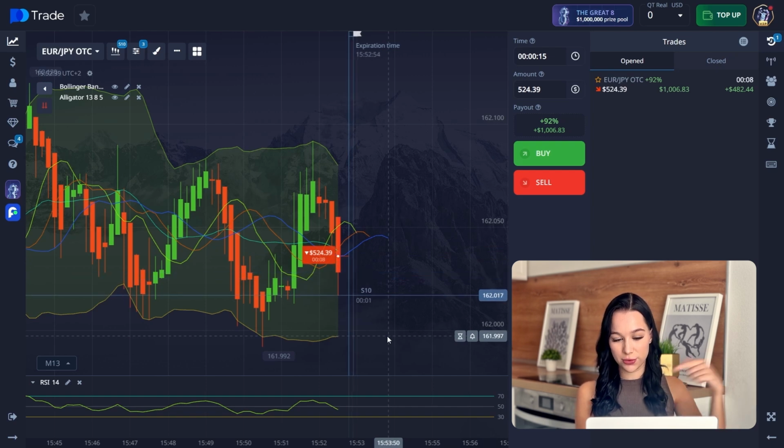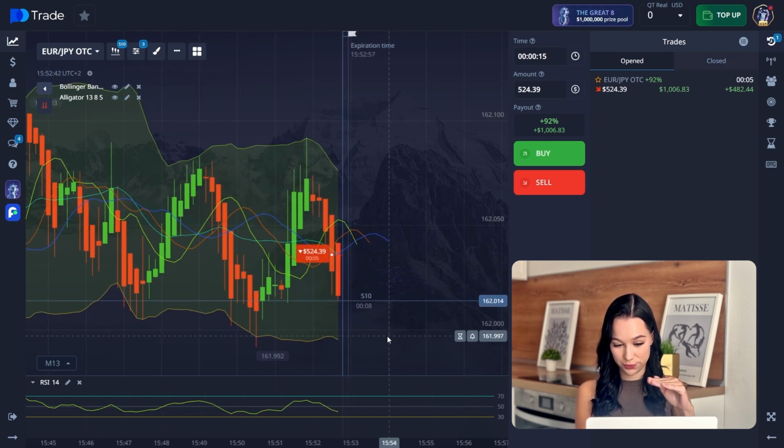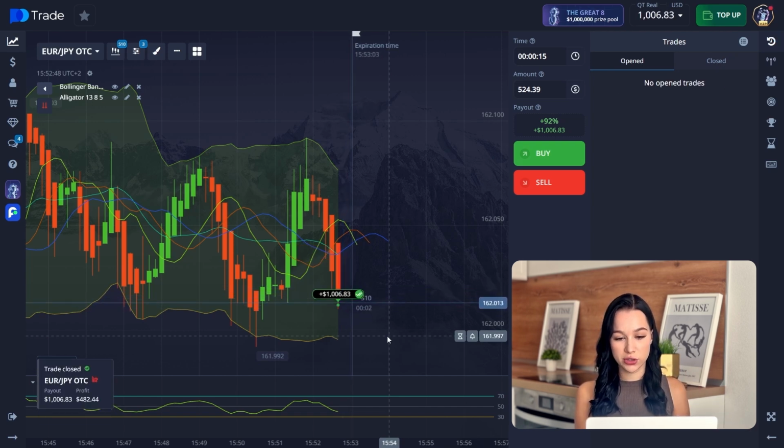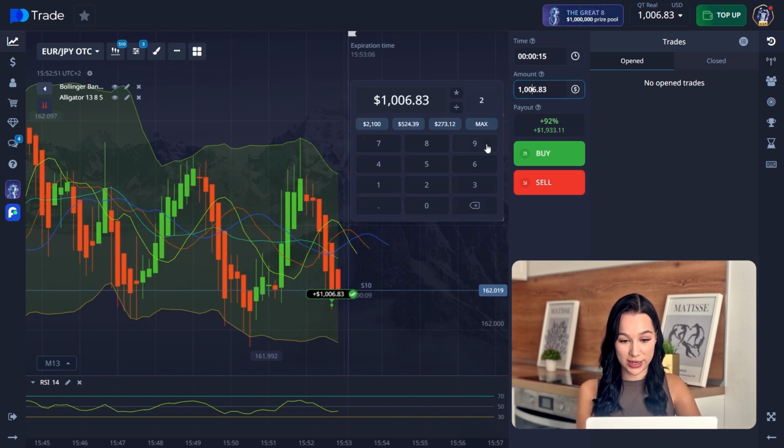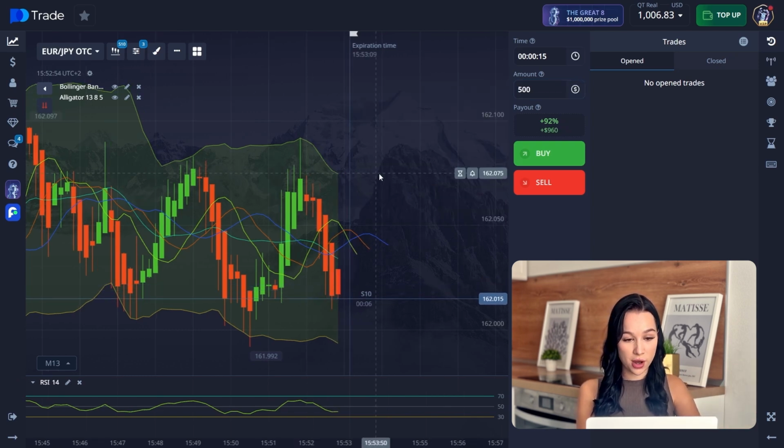We can see that the line of RSI is moving downward. It's almost in the oversold zone at level 30. Boom, we close it. The 3 lines of the alligator are also moving downward in the same direction. We already have $1,000, guys.